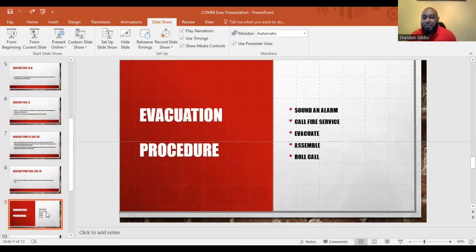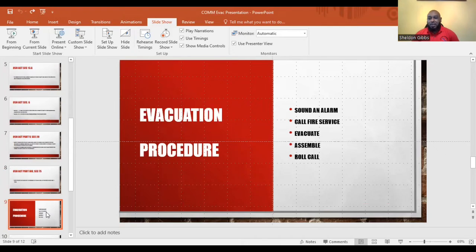So what is an evacuation procedure? In the event of an employee, a student, or any person within a facility becoming aware of a hazardous situation, we must first sound an alarm. This alarm may come in the form of a siren, it may come in the form of a bell, it may come in the form of you shouting to people to let them know that there is some negative situation taking place at your facility at this time.